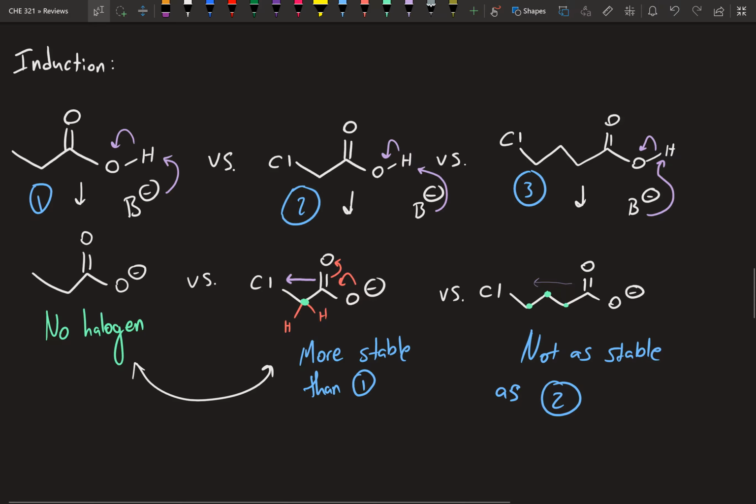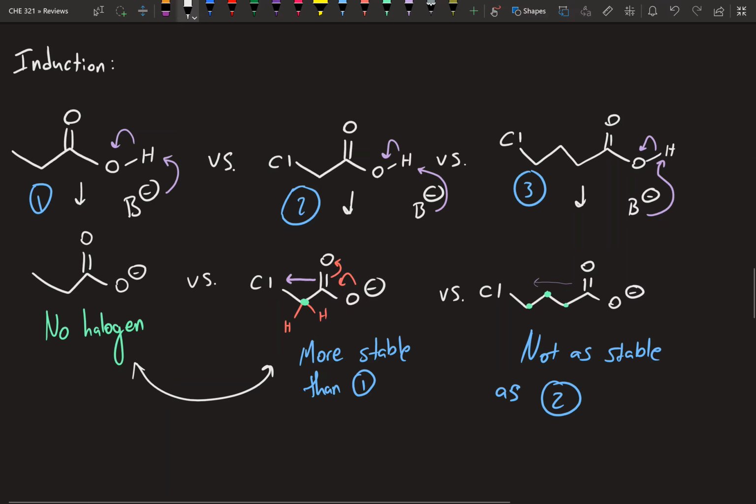The one on the right is going to be a little bit less stable than the middle structure because there is a chlorine there, so there is some inductive effect. It's just not going to be too strong. And then the one on the left is going to be the least stable simply because there is no induction, period.